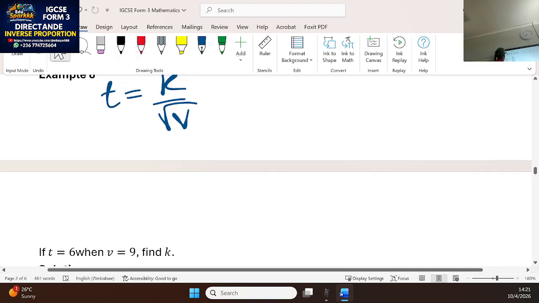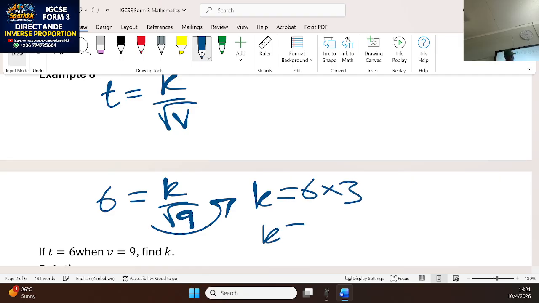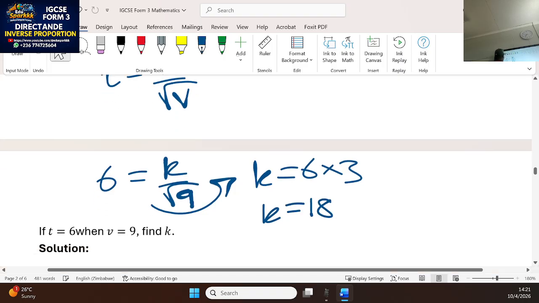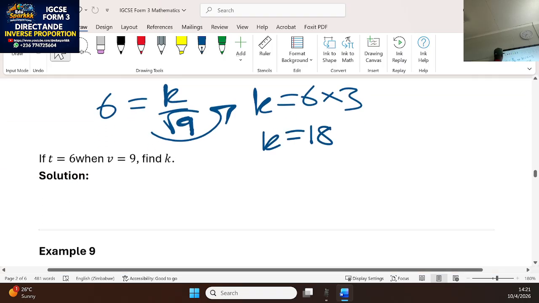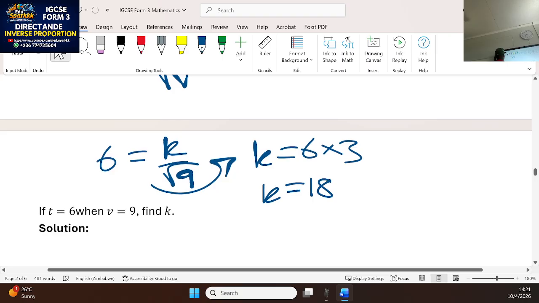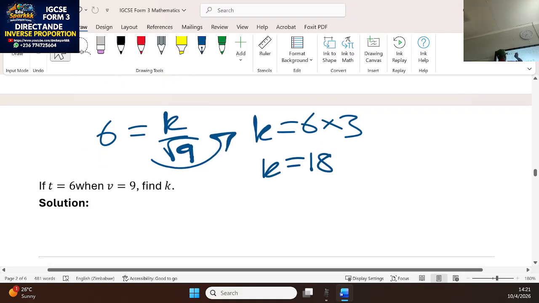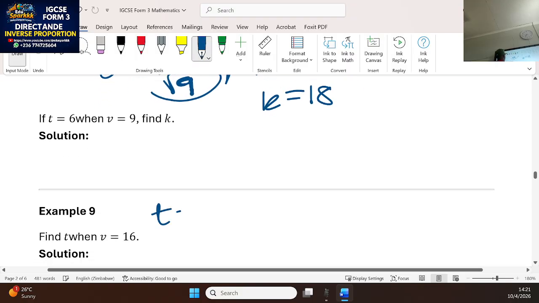So we are saying t is equal to 6, which is k over root 9. Root 9 gives us 3. So as we proceed with the calculation, k will be 6 multiplied by 3. Therefore, our k will be 18. So we are now rewriting the relation: t is equal to 18 over root v.